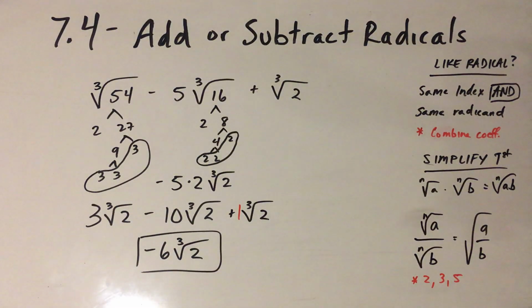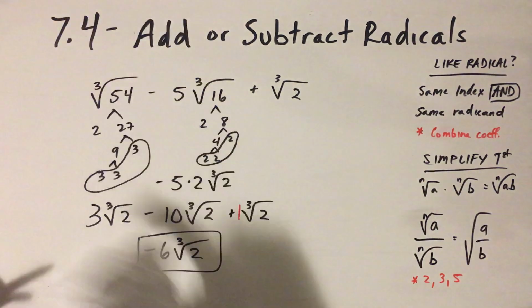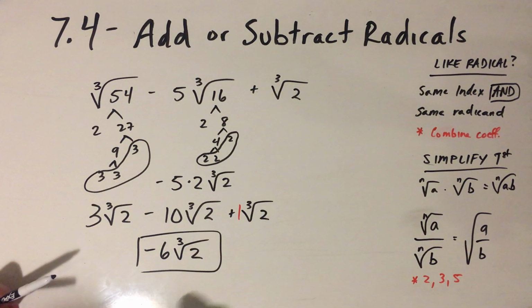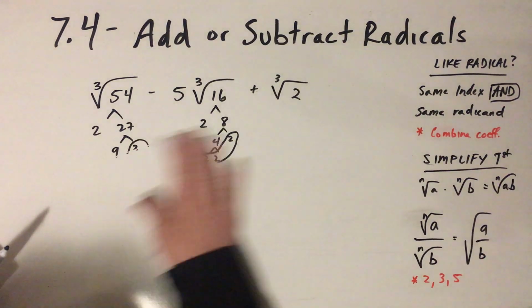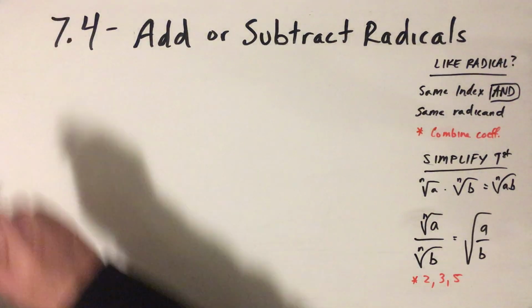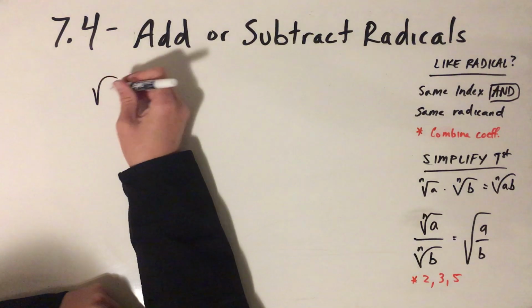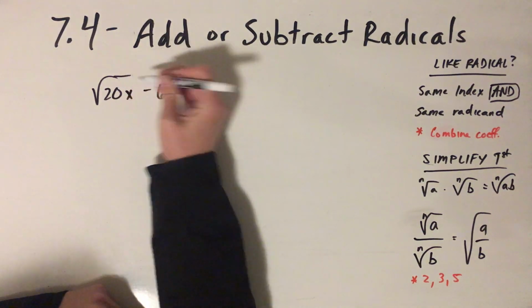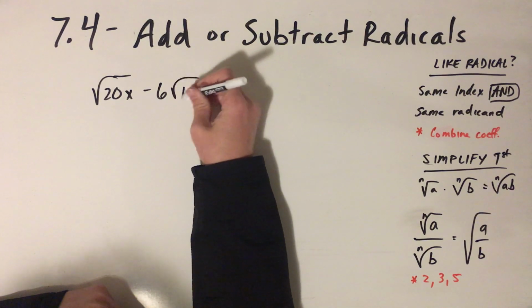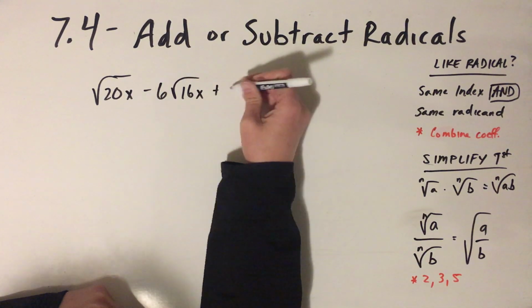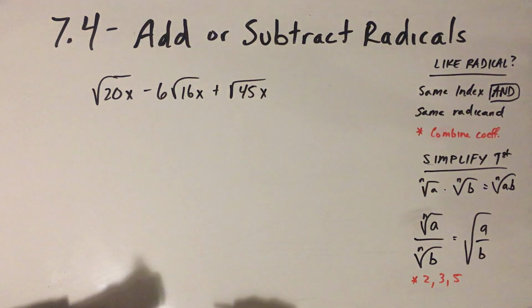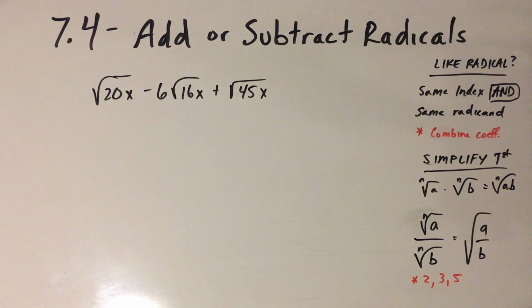So again, I'd like to give you a couple here to do. So these next few, why don't you try doing them on your own before you look through the solution. So we've got square root of 20x minus 6 square roots of 16x plus the square root of 45x. So go ahead and pause the video, take a minute to work through this one on your own.